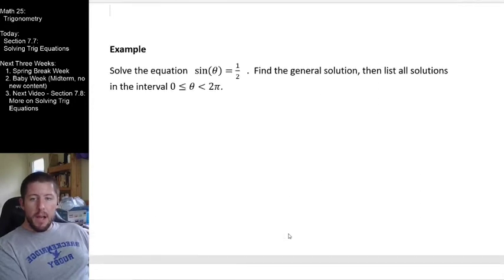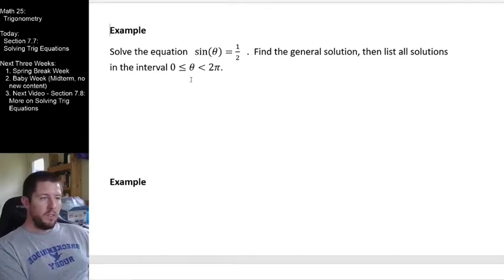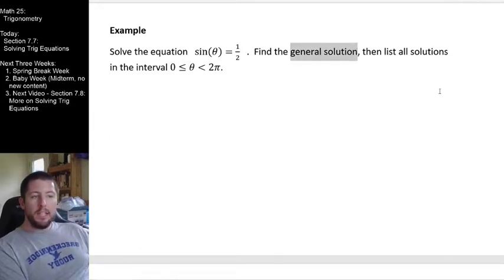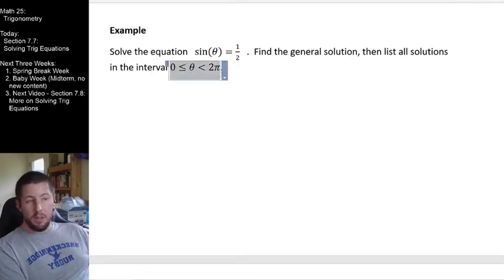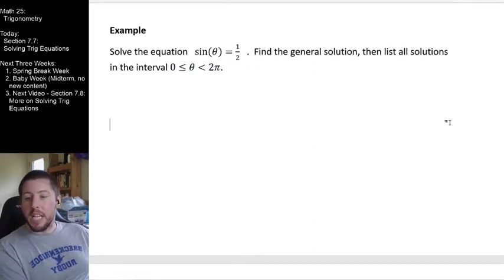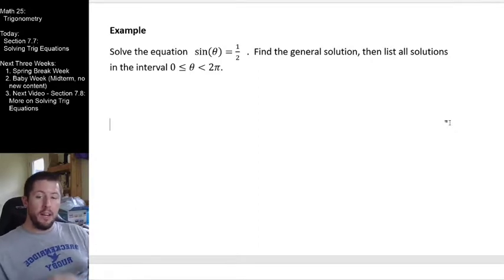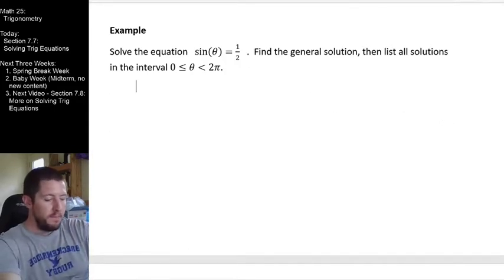Our first example, I would like us to solve the equation sine of theta equals 1/2. This is a pretty dang simple trig equation right here. And I am saying to you, and I know that we haven't quite described this yet, to find the general solution and then list all the solutions that are in the interval from 0 to 2 pi. This is our particular solution, our solution associated with one particular interval of theta. Right? So what we need to recognize right here is a really important thing.